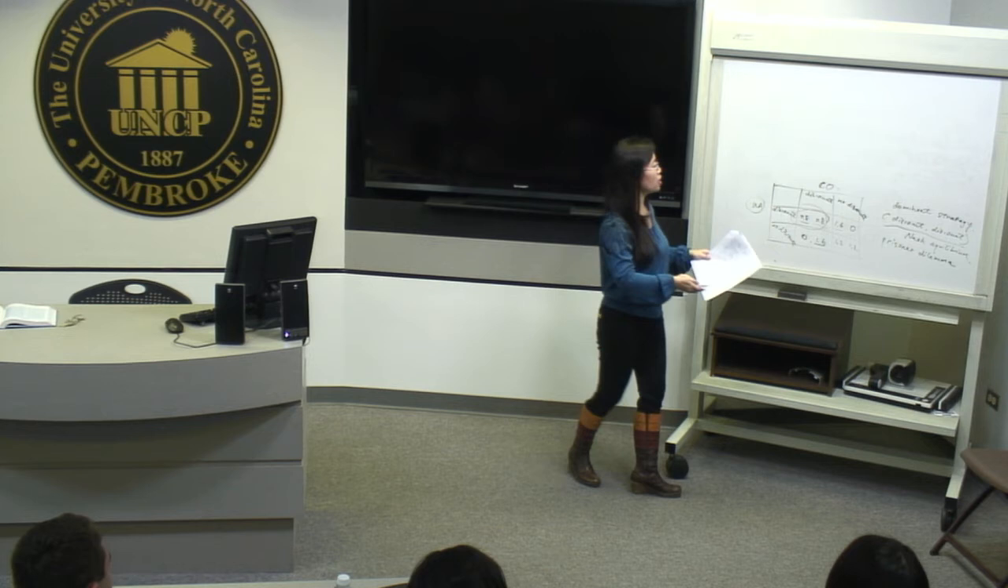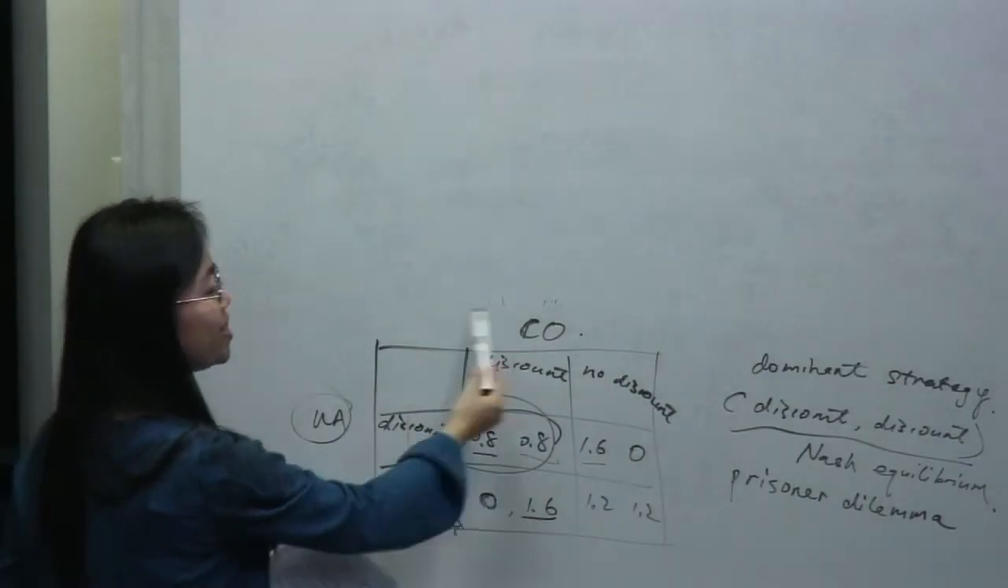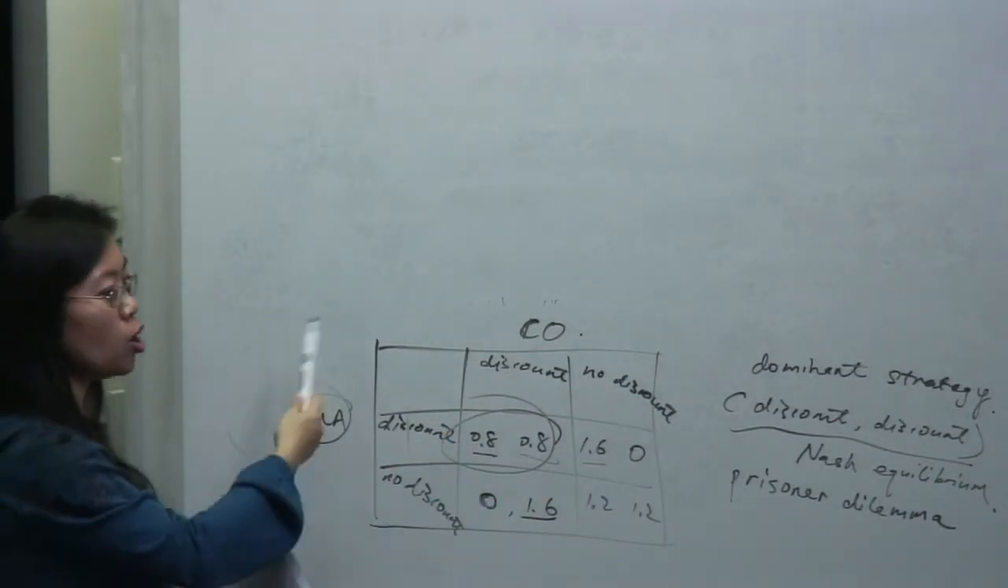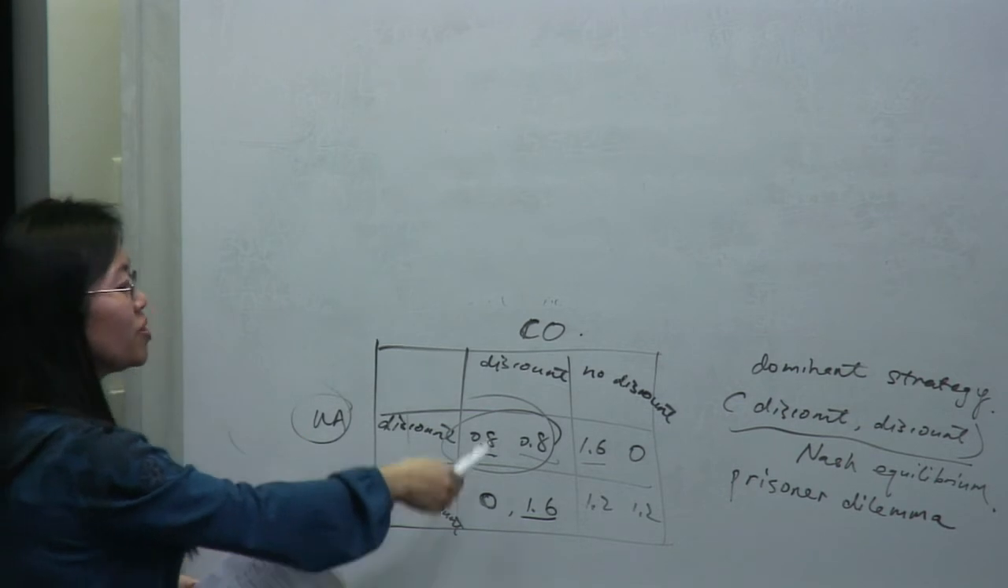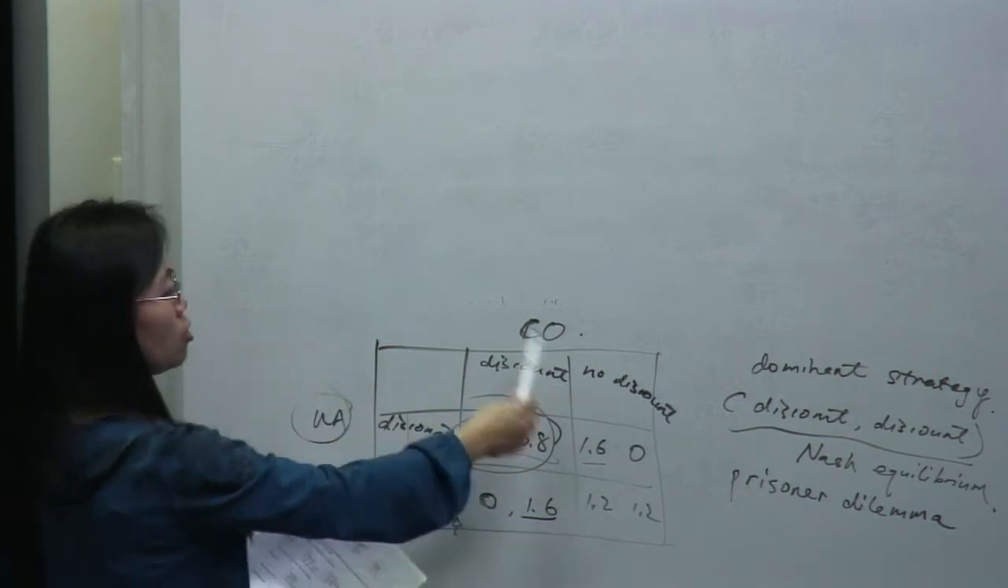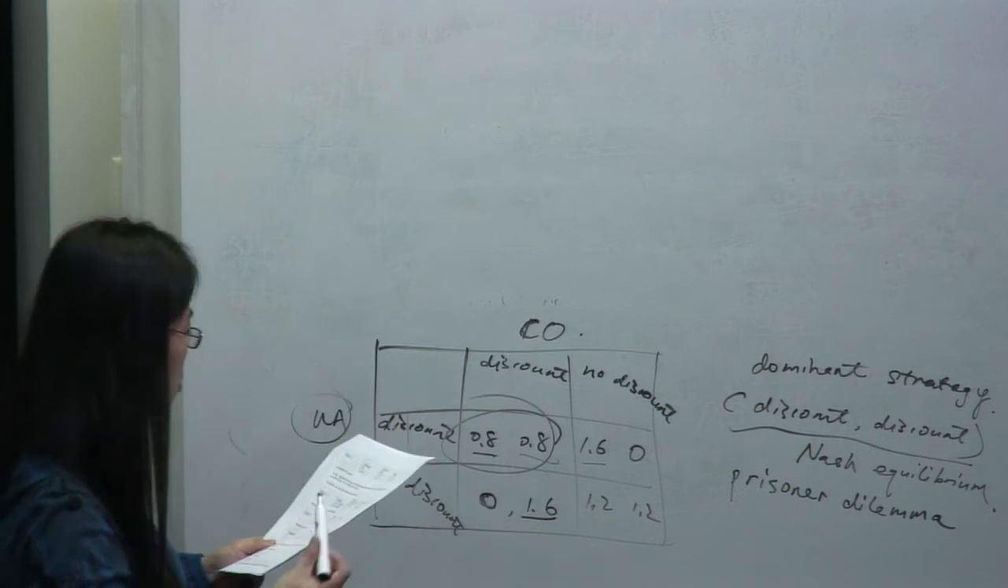Alright, so let's look at this. I'm going to present you another game. What do we call this? It's called a normal form representation. This matrix here is called a normal form representation.